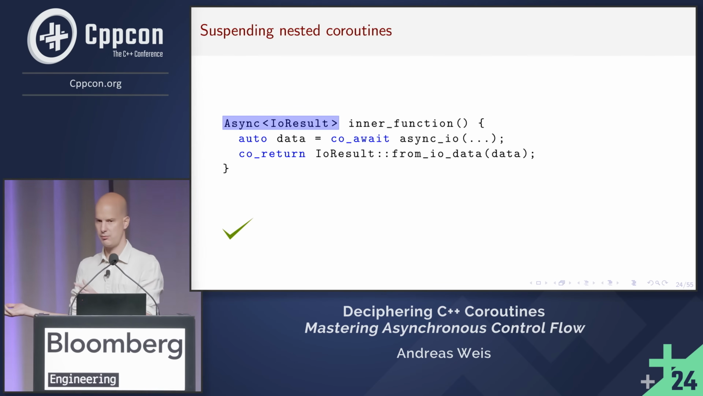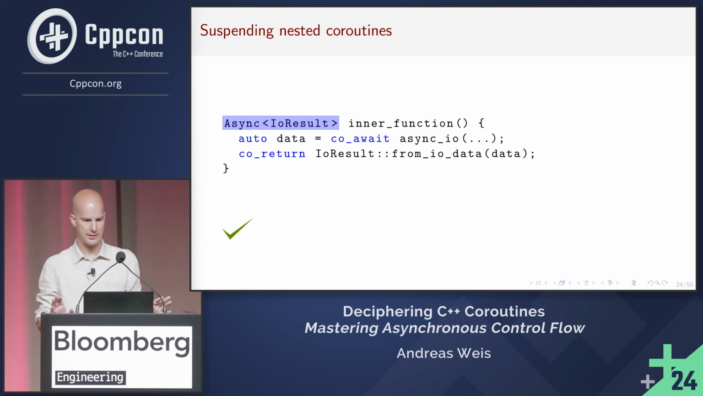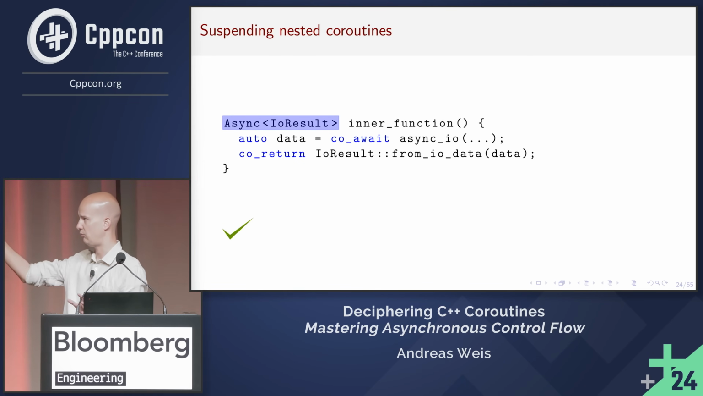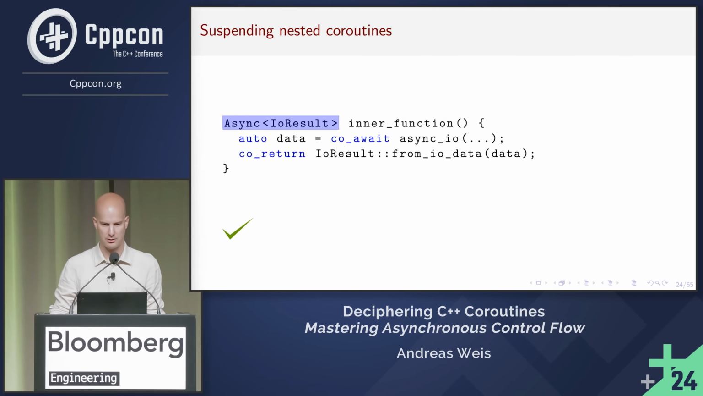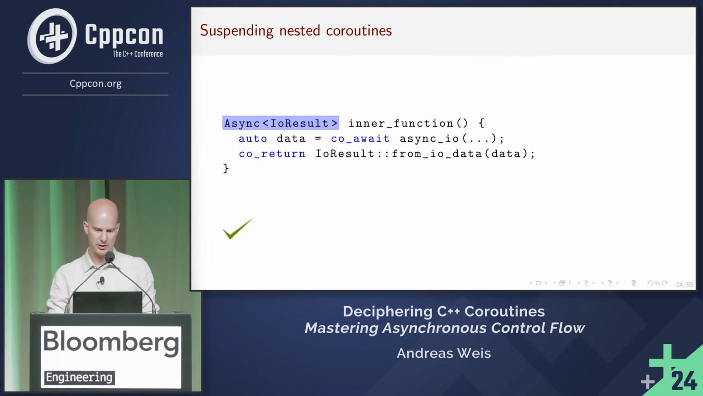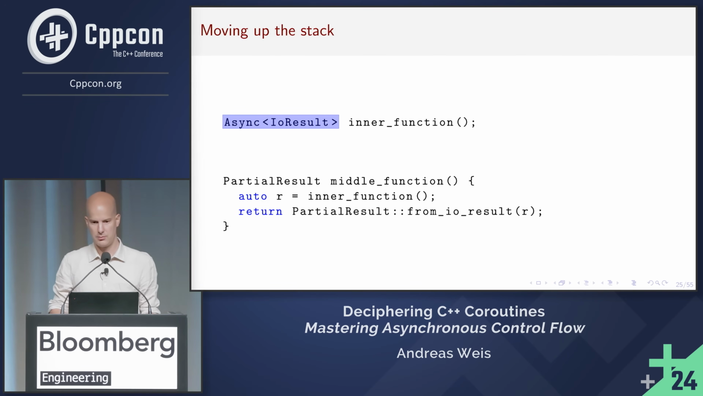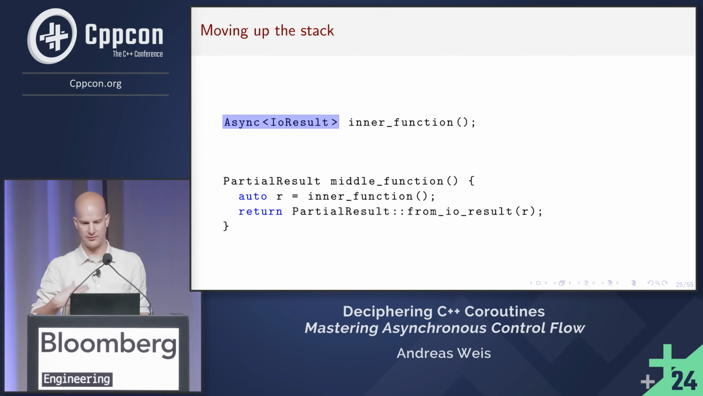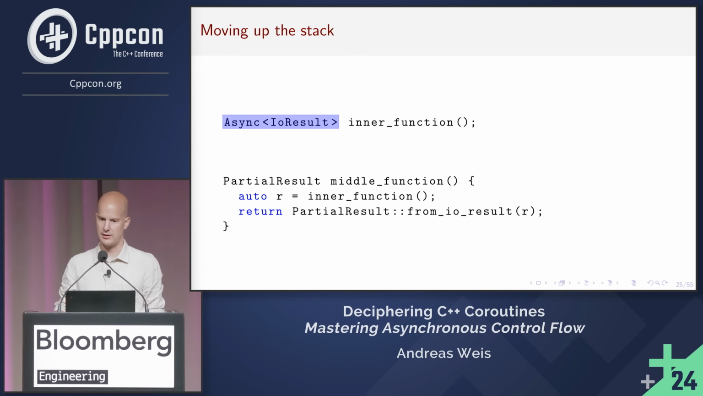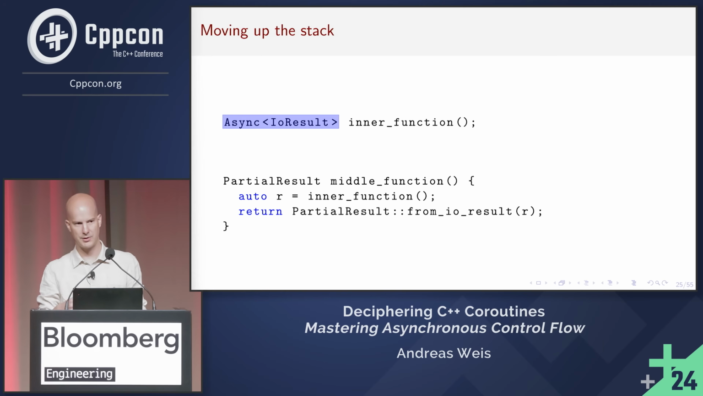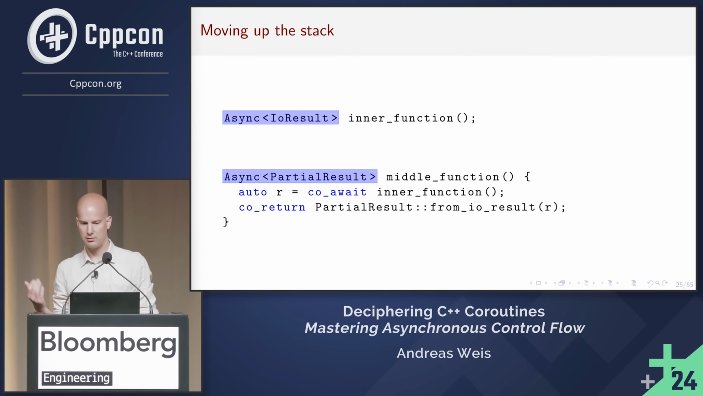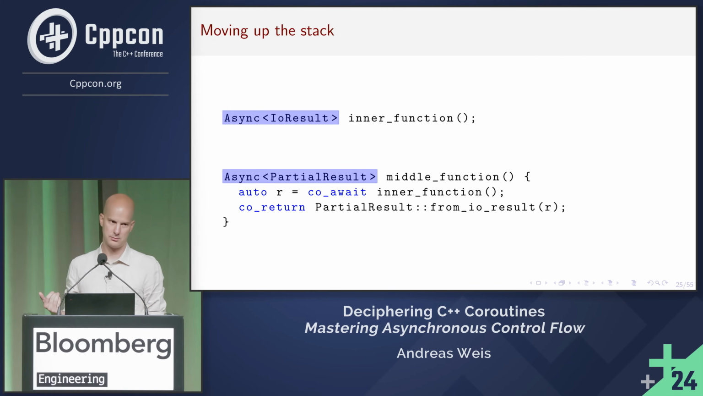But once we have this, we're done, right? That's all of the changes that we need to make to the implementation. We will figure out what this async object needs to look like in a bit. But let's go on for now. So with the middle function now, we have the same situation again, right? The inner function just resumed and we cannot continue. So we need to turn this into a coroutine as well.